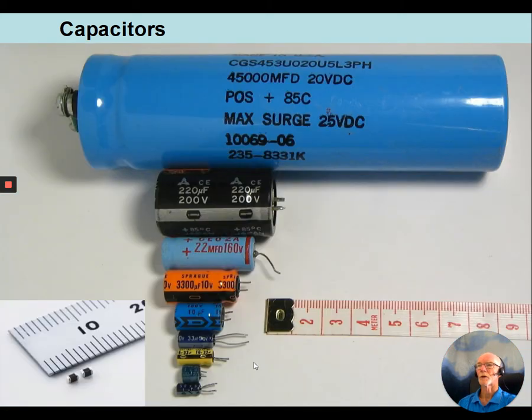As I said before, capacitors range in size from 1.5 to 2 millimeters right up to very large, but often the size of them varies dramatically depending on not only the value of capacitance in farads, but also the voltage. So this one can only handle 20 volts, but it can store 45,000 microfarads. Whereas this one can only store 220 microfarads, but it can handle 200 volts.